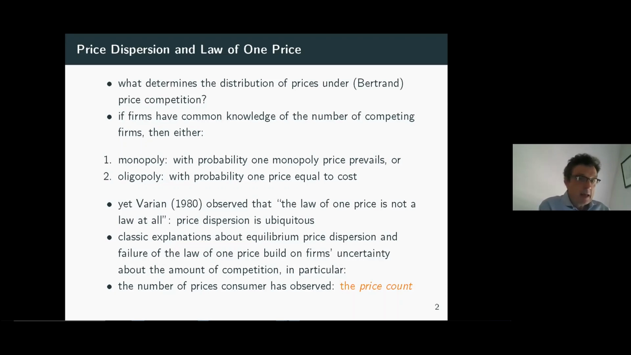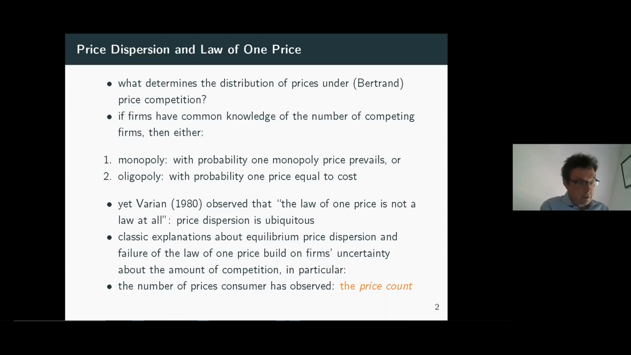But as Varian and many others have observed, and actually for more than 40 years, the law of one price is really not a law at all. Namely, price dispersion is ubiquitous and perhaps even more common today than it has been in earlier times. Since the observation that the law of one price is really not such a strong law at all, a large literature has developed that tries to explain equilibrium price dispersion and variance in the price as an equilibrium phenomenon. Theories that are consistent with the failure of the law of one price.